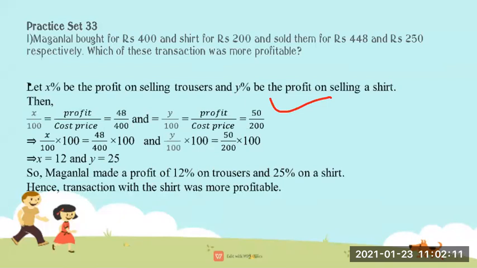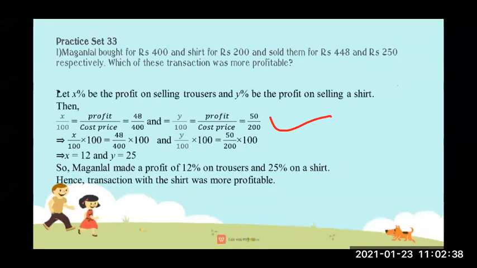Now after that what do we have to do? We have to multiply both sides by 100 because we are finding the percent. So X upon 100 multiplied by 100 equal to 48 upon 400 multiplied by 100. The same we will do for Y also. Y upon 100 multiplied by 100 equal to 50 upon 200 multiplied by 100.